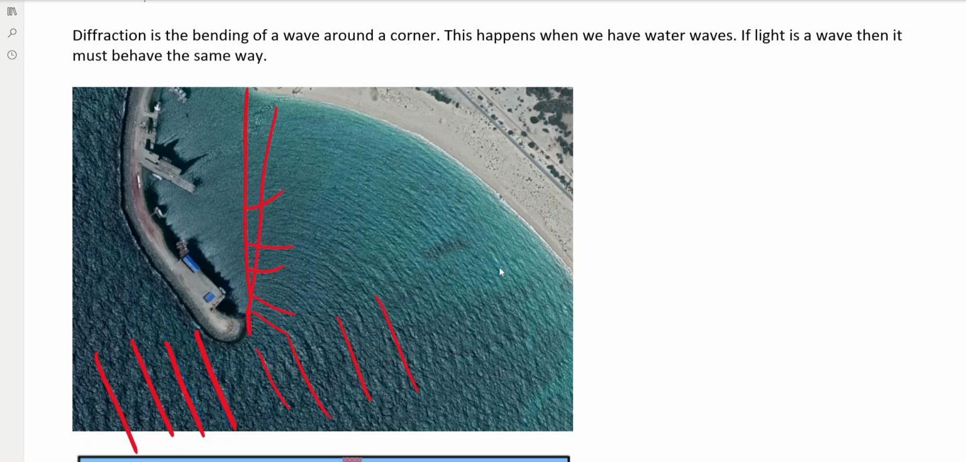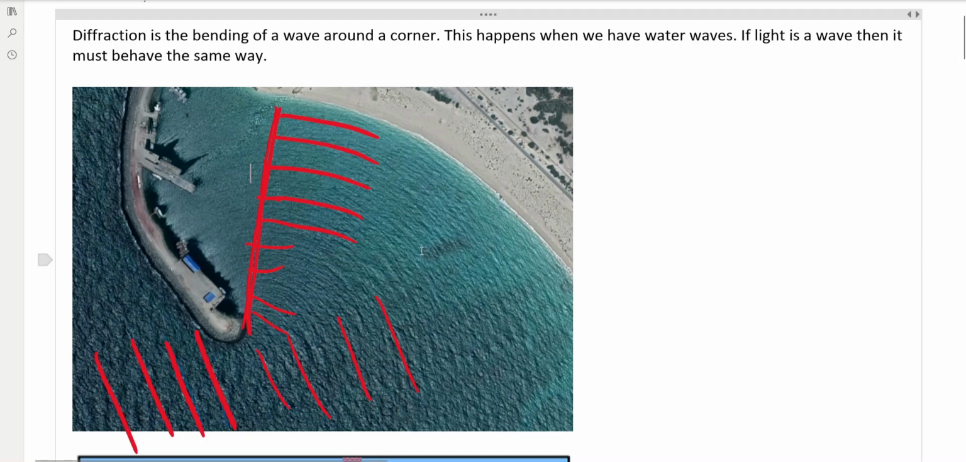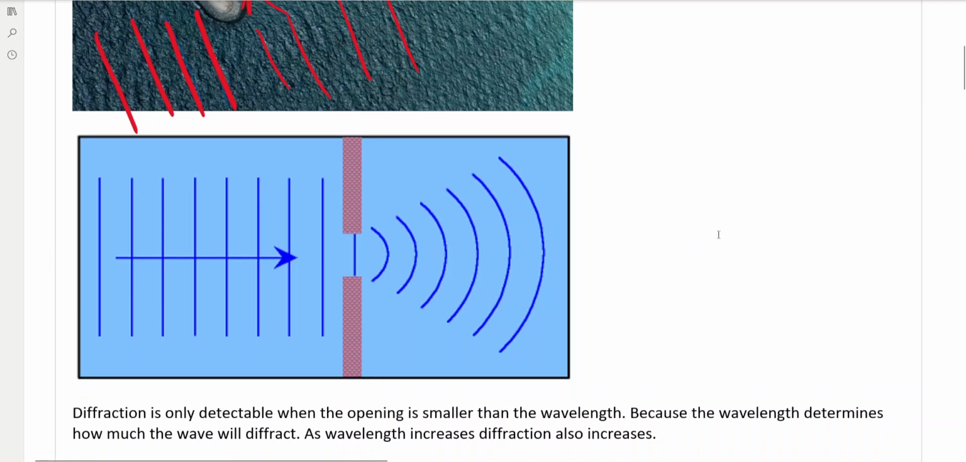You can see that it has a line where it will bend to. It will bend somewhat around the corner, not all the way around, but that depends on the wavelength, and we'll talk about that. But a better, just a diagram version of this is what you can see here.